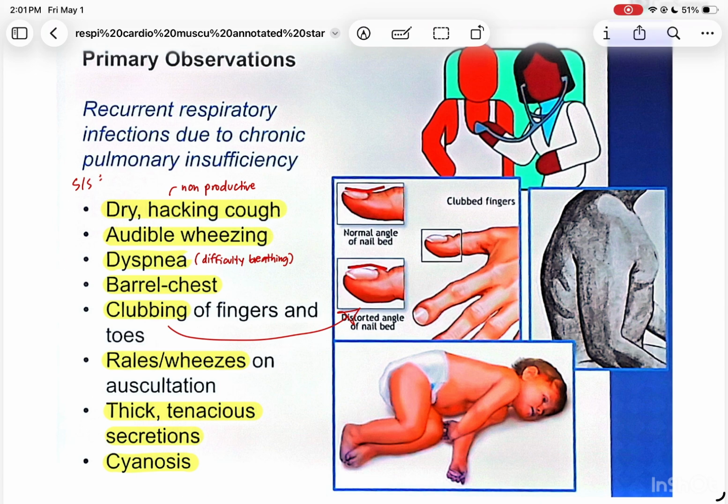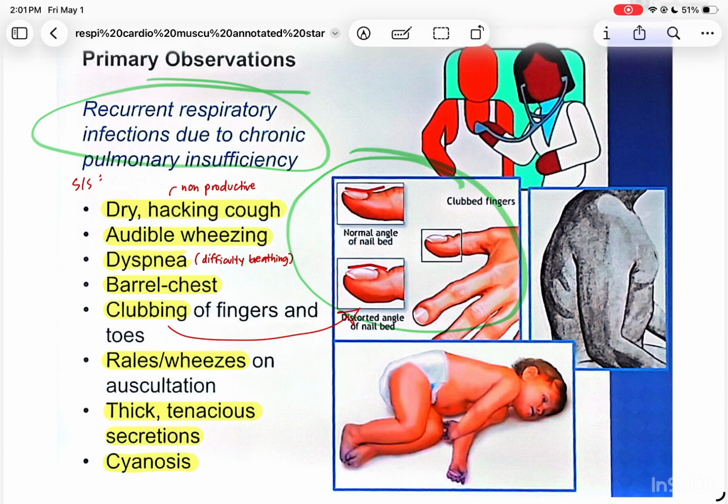Varying degrees of hypoxia, hypercapnia, and acidosis. So, fluid and electrolytes, and high susceptibility to bacterial infections. The primary observation is recurrent respiratory infections due to chronic pulmonary insufficiency. We can also see clubbing of fingers. Since the pulmonary function is insufficient, infections keep recurring. Then there is a non-productive dry hacking cough.